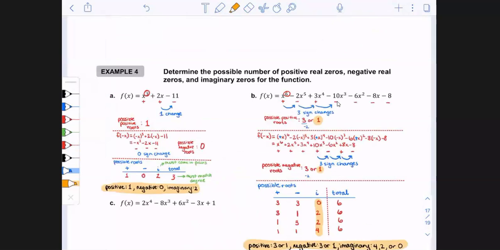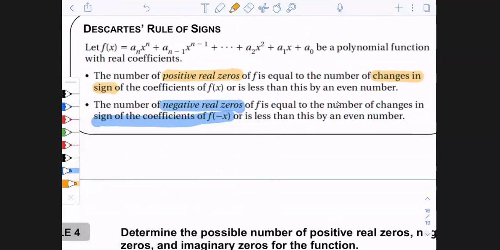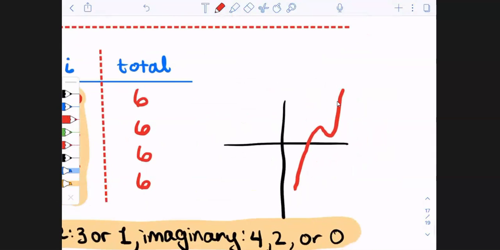So the reason for that, it's kind of a throwaway part in this rule. It says it's the number of changes in sign or is less than this by an even number. And that's the part where you're subtracting by 2. Let's just think about a specific example. If you think about x to the third, if it says you have 1 possible positive root or 3 possible positive roots, what's happening is this is 1 possible positive root right here, right? But then our other 2 roots have to be imaginary, so that's where you subtract the 2.